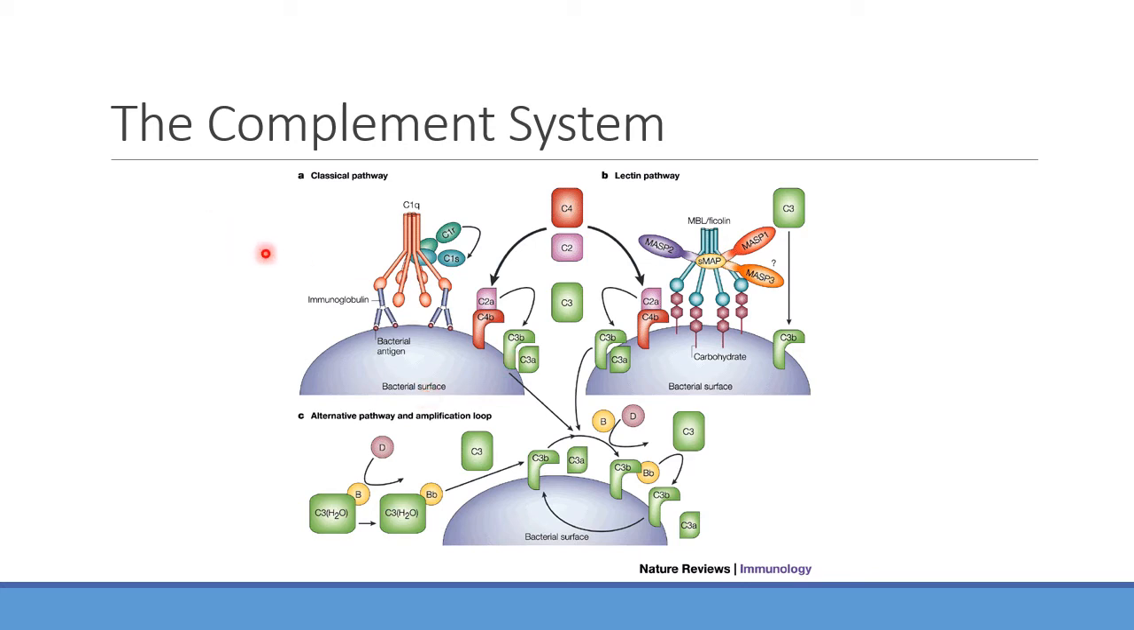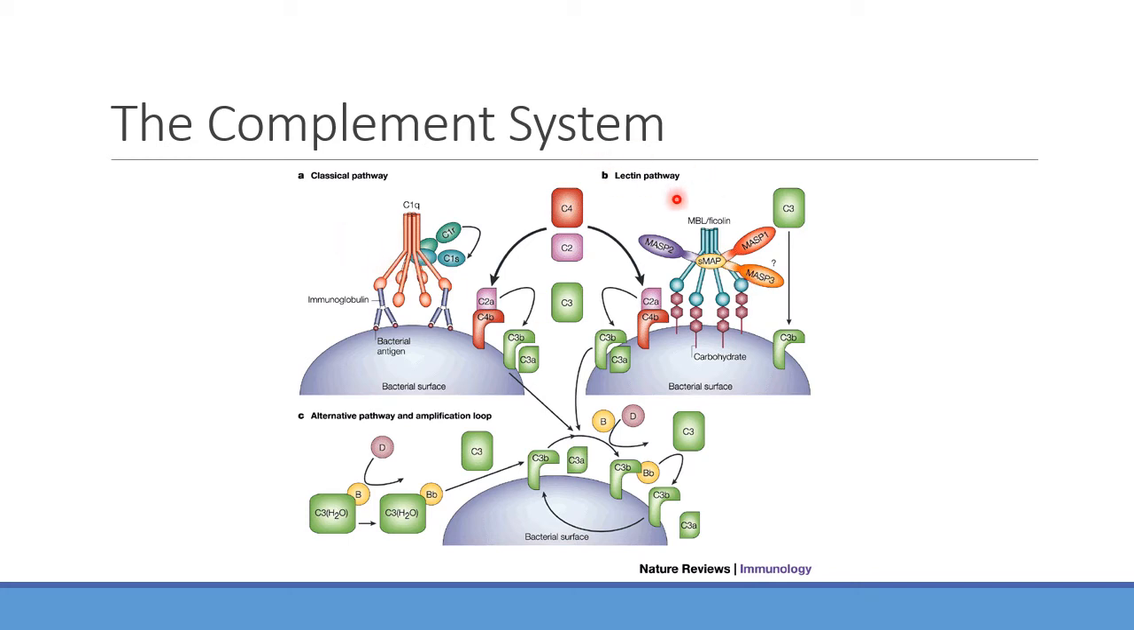So the classical pathway is typically what you're going to find is that these complement proteins are going to be activated when you have things like the antigen and the antibody binding here, right? So if you were to produce an antibody that binds up to the antigen on the bacteria, that can then activate C1. That can then start the cascade here, right? So that's the classical process here.